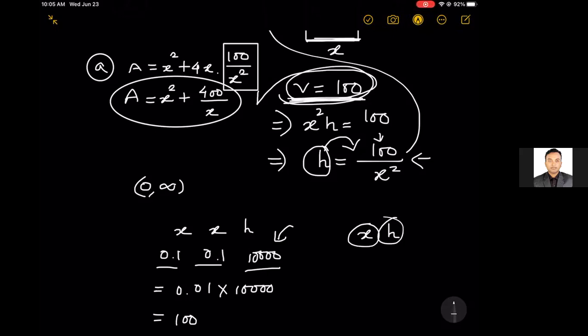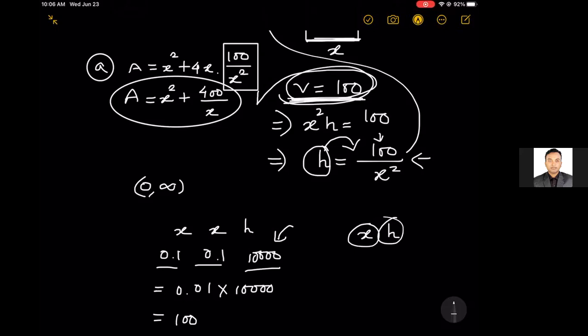Any question from this? Am I going too fast? Do you want me to slow down just a little bit? It's a good pace. Okay.